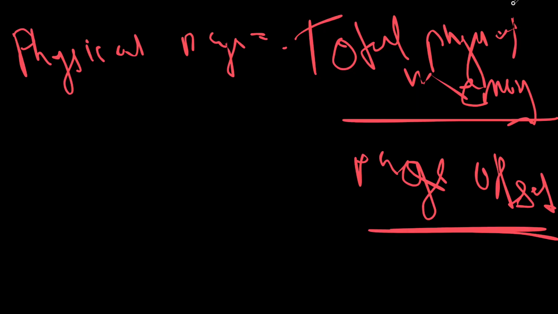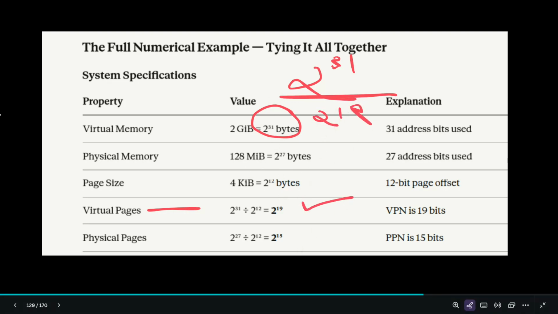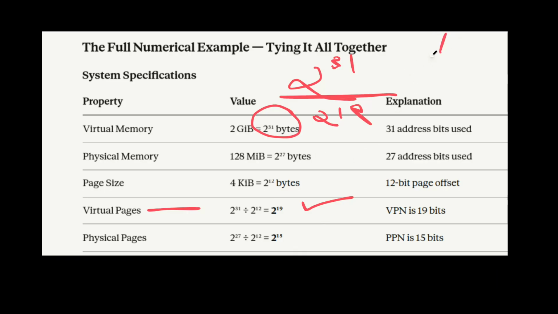Okay, now this we taught. For virtual pages, the total virtual memory is 2 raised to 31. So 2 raised to 31 divided by the page size, that is 2 raised to 12, gives the total virtual pages. Similarly, for total physical pages, the total physical memory is 2 raised to 27. If I divide that by the page size, 2 raised to 12, I get the number of physical pages.